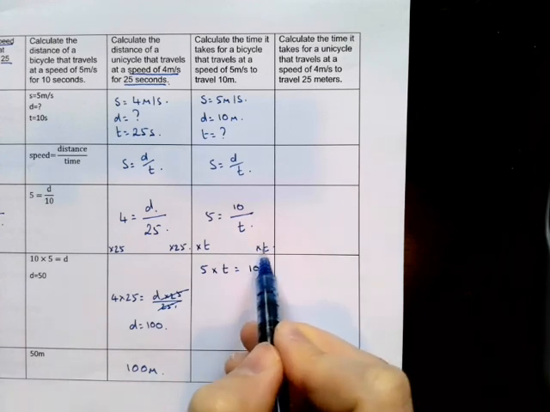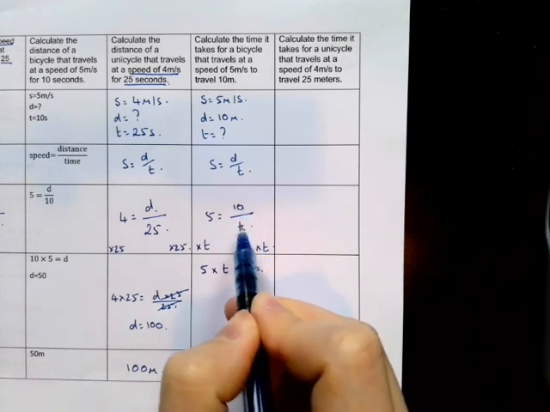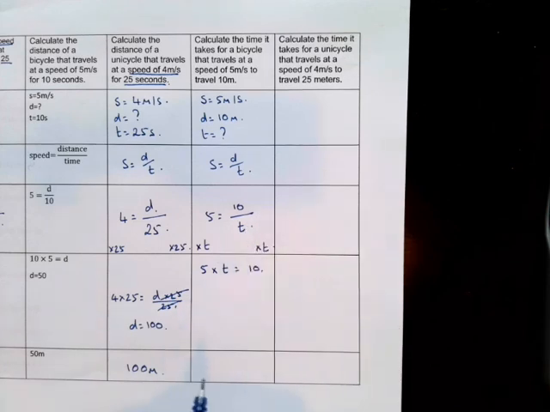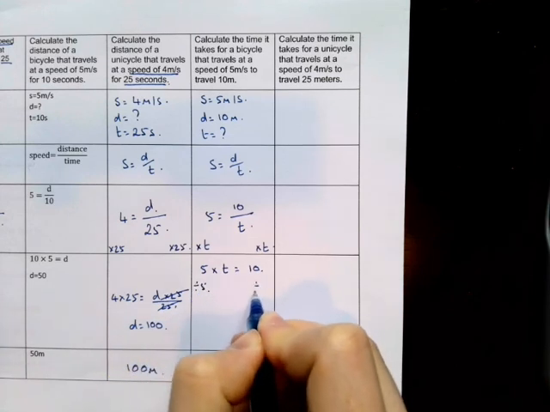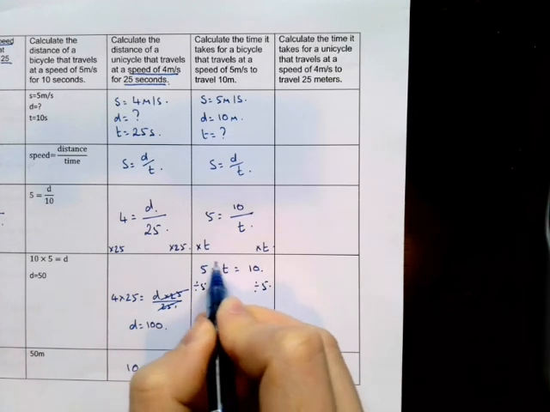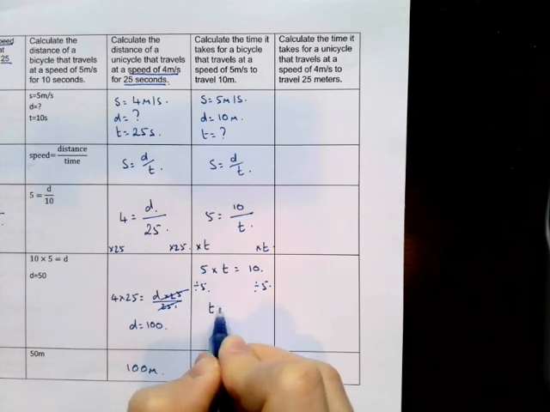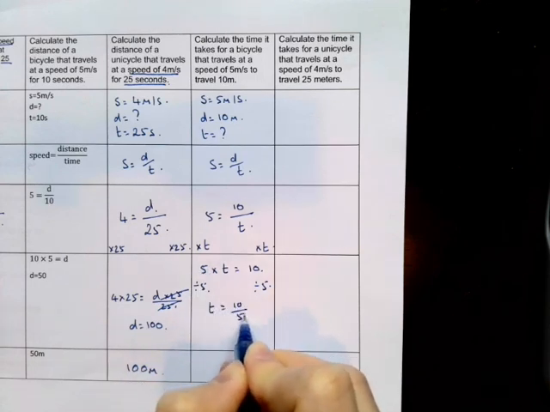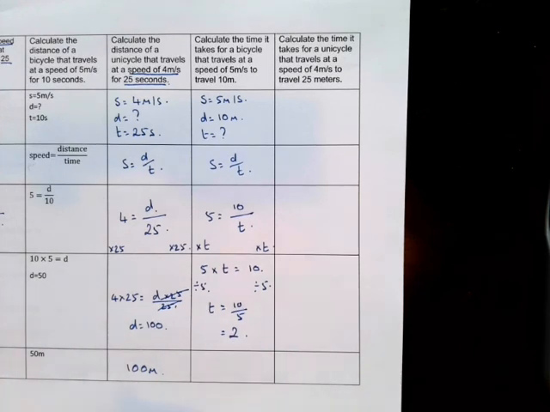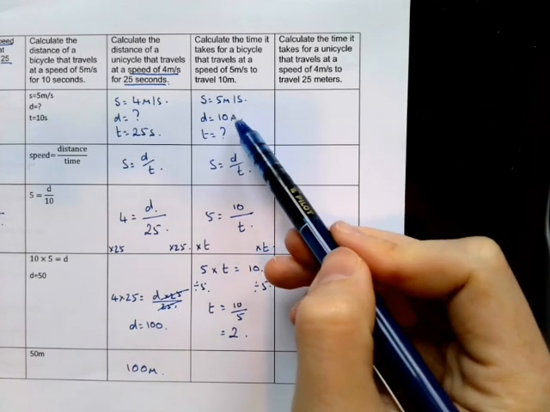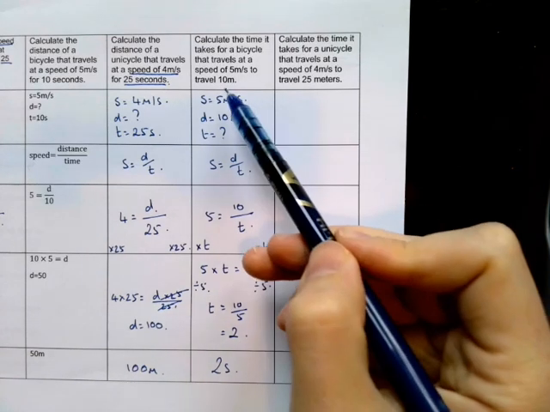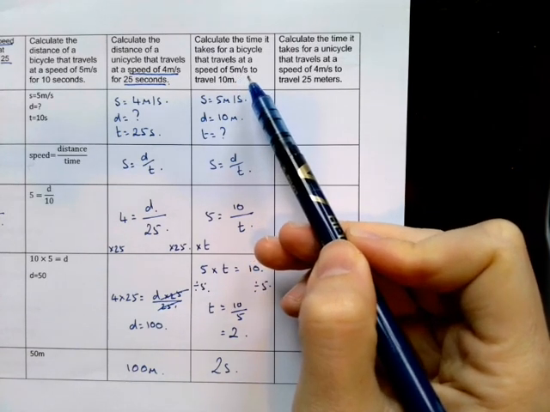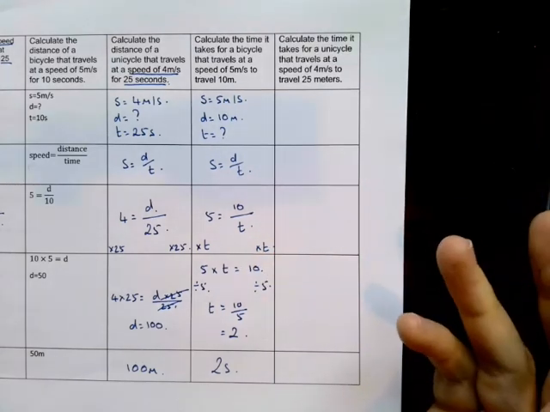Remember, I times this side by t and I get 10 divided by t times t, and the t's cancel. Now, I still need to find t, so I'm going to divide this side by 5 and divide this side by 5. If I divide this side by 5, I get rid of my 5, and I get t equals 10 divided by 5, which is 2. What are my units? Well, I'm doing meters and meters per second, so it will be 2 seconds. That makes sense, doesn't it? Because if I'm going 5 meters per second and I go 10 meters, I must have been riding for 2 seconds.